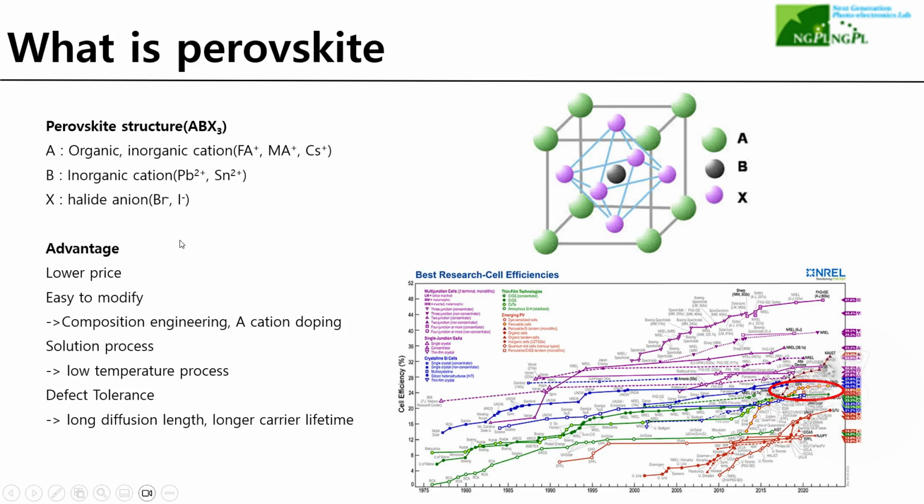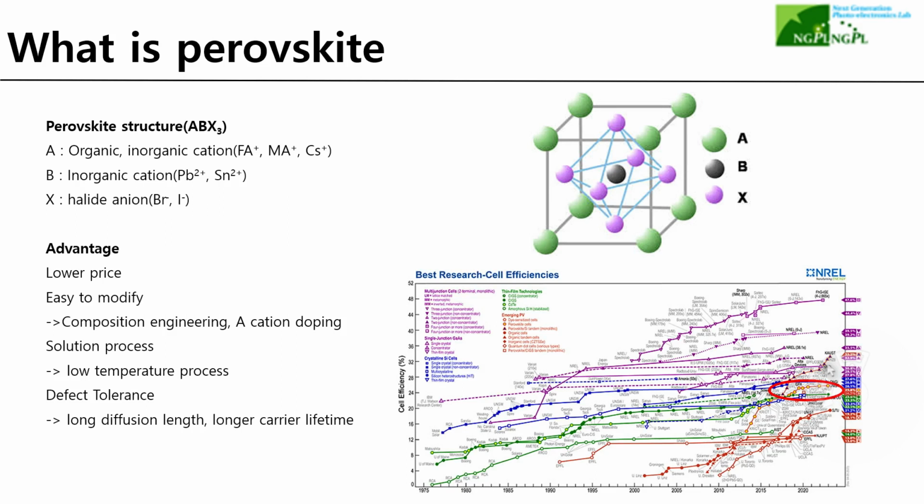First one is lower price, which is much lower than the silicon solar cell. Also, it is easy to modify, which means that it is easy to control the band gap or their optoelectronic structure. For instance, it is possible to do composition engineering with a cation, such as cation doping or mixing a lot of cations. Also, it is possible to do solution process. It means that it is easy to do low temperature process and solution engineering, which decreases their price.